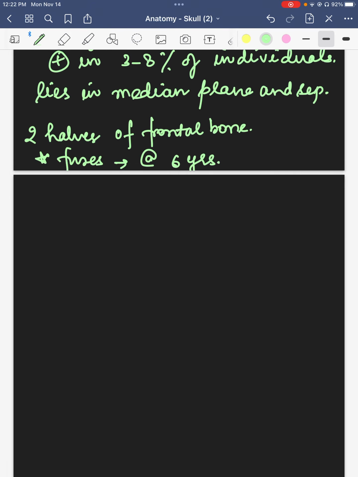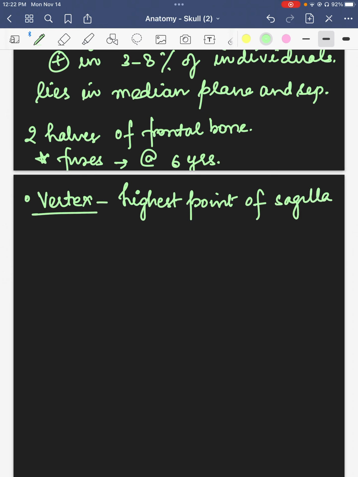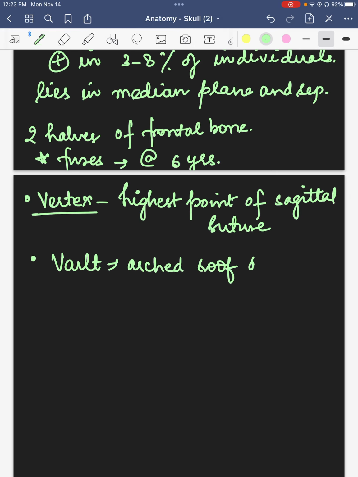Then we have some more important terms that they ask in your viva in your first year BDS anatomy exam. What is the vertex? Vertex is the highest point of the sagittal suture. Then they ask you what the vault of a skull is. It is the arched roof or dome of the skull.